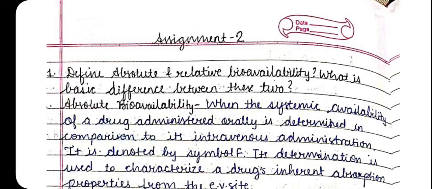Hello everyone, today we will see the definition of absolute bioavailability and relative bioavailability and the basic difference between both of them. When the systemic availability of a drug administered orally is determined in comparison to its intravenous administration, it is known as the absolute bioavailability, denoted by the symbol F.